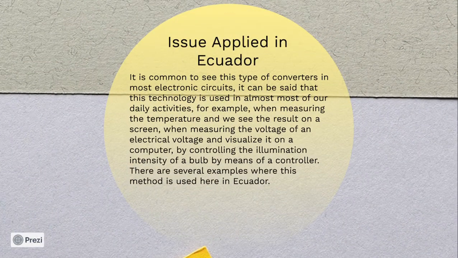Use applied in Ecuador. It is common to see this type of converter in most electronic circuits. It can be said that this technology is used in almost all of our daily activities. For example, when measuring the temperature and we see the result on a screen, when measuring an electrical voltage and visualizing it on a computer, or by controlling the illumination intensity of a bulb by means of a controller. There are several examples where it is used here in Ecuador.